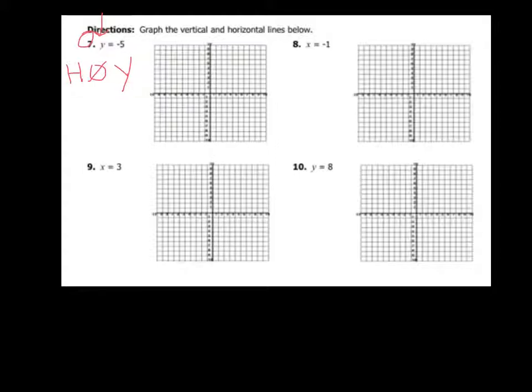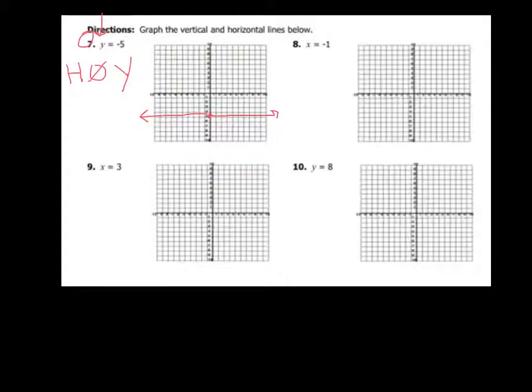So step 1, you want to plot your y-intercept. So I'm going to go down to -5, and I'm going to put a point. Then since this is HOI, that means that line was supposed to be horizontal through -5. And now I'm finished. This equation, y equals -5, is now on my graph.